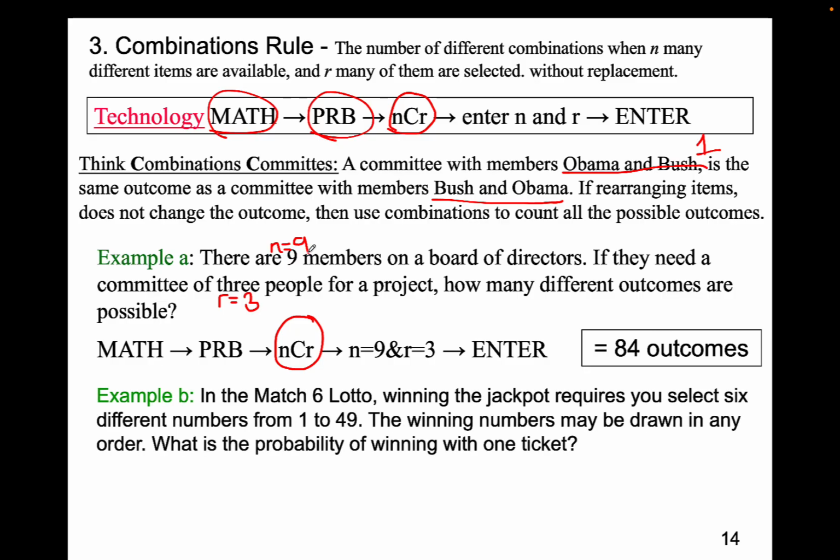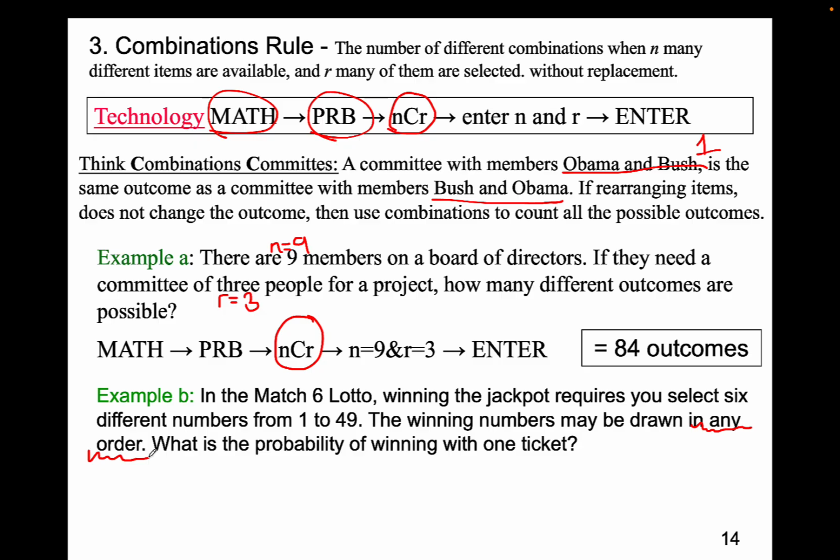Another example, in a match 6 lotto, winning the jackpot requires you to select 6 different numbers from 1 to 49. The winning numbers may be drawn in any order, okay? Winning numbers, any order. What's the probability of winning with 1 ticket? All right, please notice that it says in any order. That's the key. It doesn't matter which order, just like a committee. They're all on there, okay? You don't have to pick a certain one for president. That is, in this example, you don't have to pick a certain number first.